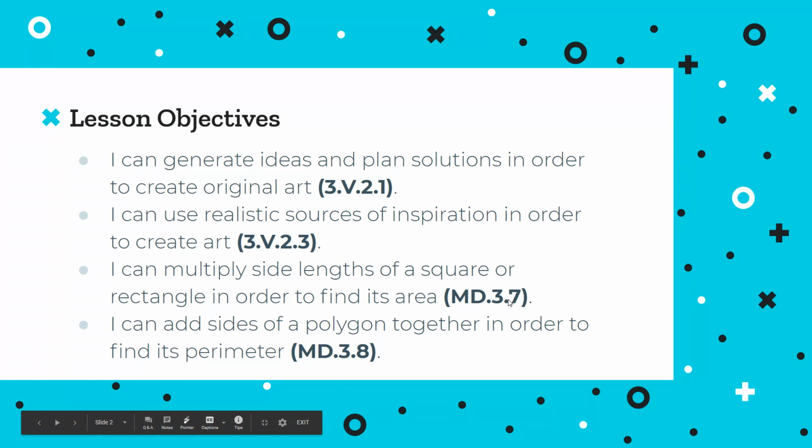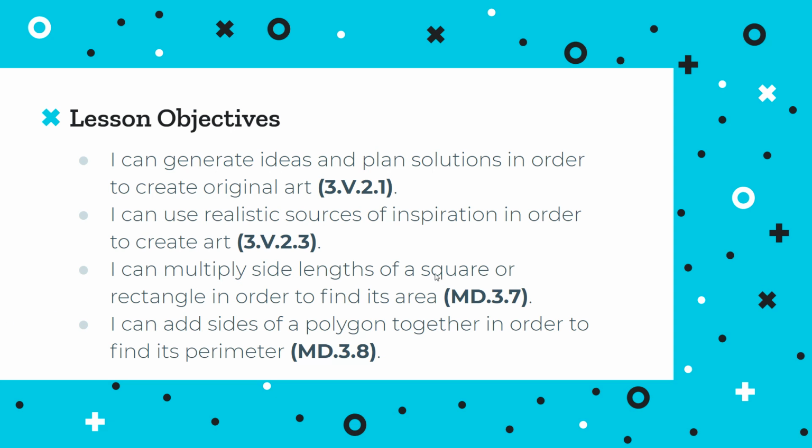These are the things that you're going to be able to do by participating in the lesson and in the activity. The first thing is that you'll be able to generate ideas and plan solutions in order to create original art. You will be able to use realistic sources of inspiration in order to create art. You will be able to multiply side lengths of a square or a rectangle in order to find its area, and you will be able to add sides of a polygon together in order to find its perimeter.